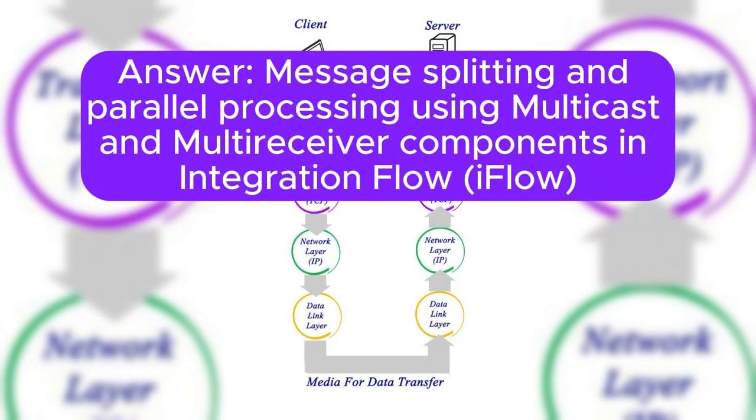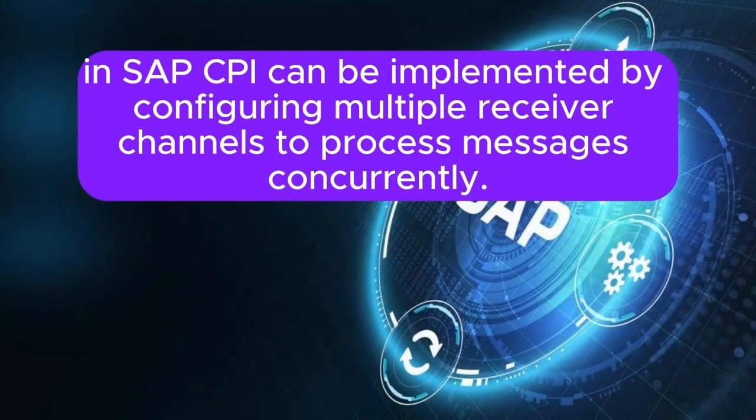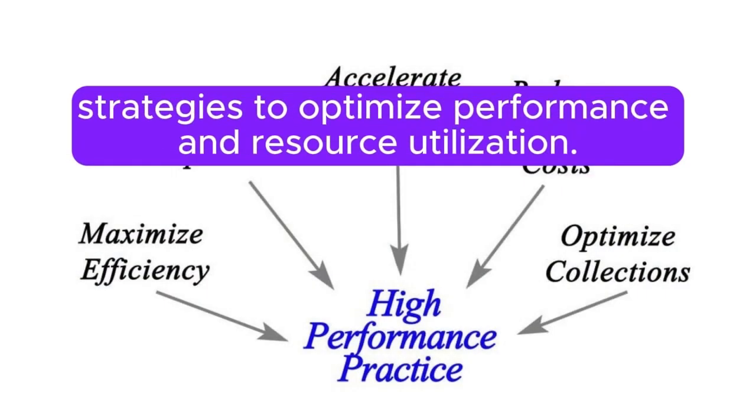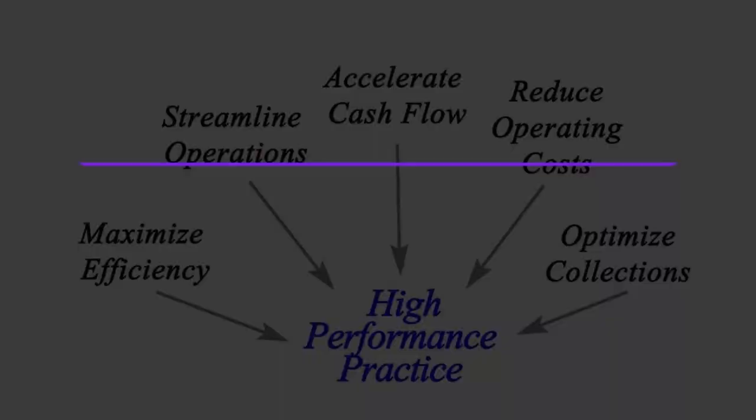Answer: Message splitting and parallel processing using multicast and multi-receiver components in an integration flow (iFlow) in SAP CPI can be implemented by configuring multiple receiver channels to process messages concurrently. You can specify parallel processing settings, message distribution policies, and error handling strategies to optimize performance and resource utilization.